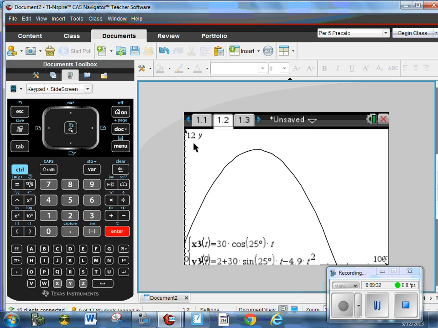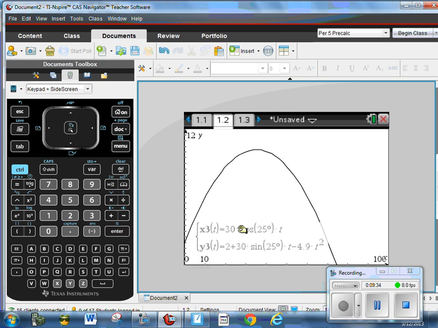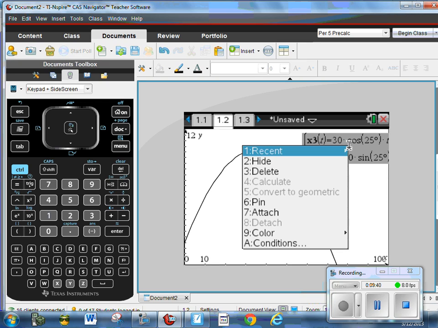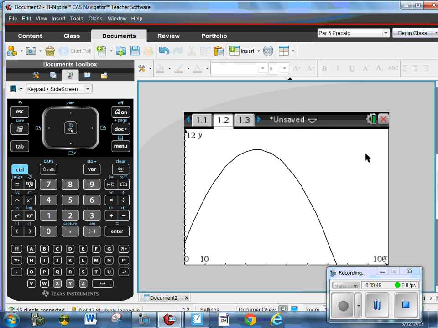So if I wanted to trace this graph, I'm going to move the label out of the way because if I trace this, actually I may even hide it. Do you know if you do control click, you can hide something? That's very nice. I'm going to hide it right now so I can see the tracing better.